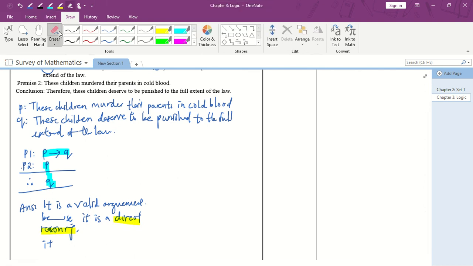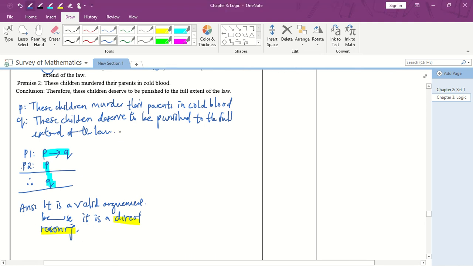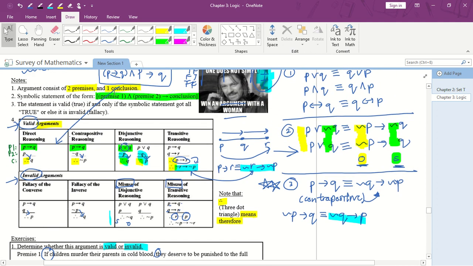However, if you can't remember direct reasoning, contrapositive, those things, just use a truth table. If you want to use a truth table, of course you also need to write all these things. And you need to remember the formula that we learned just now. First, premise 1 and premise 2, which leads to the conclusion. So premise 1, P to Q, and premise 2 to conclusion. This is what we learned just now: premise 1 and premise 2 to conclusion.